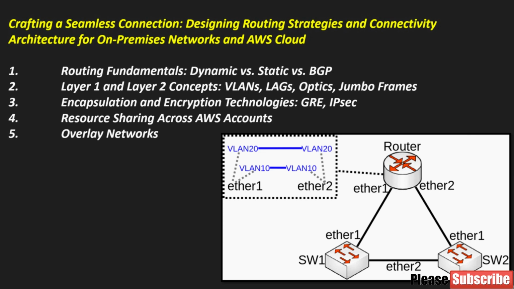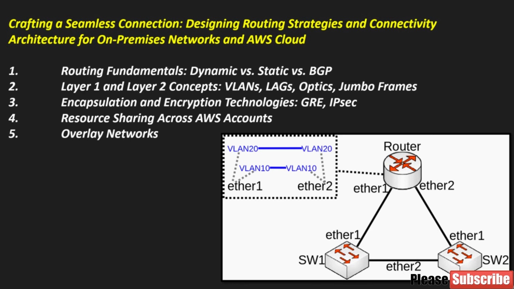What are dynamic versus static versus BGP? Routing forms the backbone of any type of network, and choosing the right routing strategy is pivotal for efficient communication between on-premises networks and the AWS cloud. So understanding the nuances of a dynamic routing protocol such as OSPF or BGP, compared to static routing, is a very essential part here. AWS supports dynamic routing with the Border Gateway Protocol, that is BGP, allowing for automatic detection and rerouting in case of failures. Actually, this is a dynamic approach. It enhances adaptability and resilience.